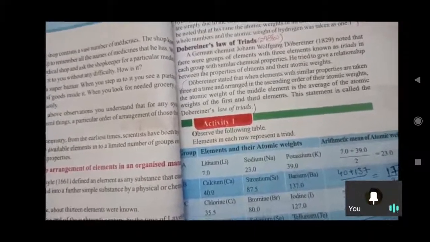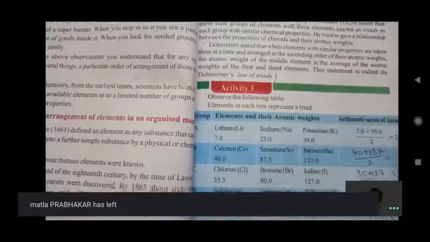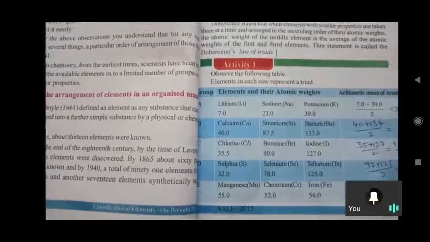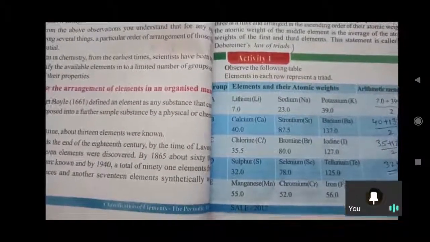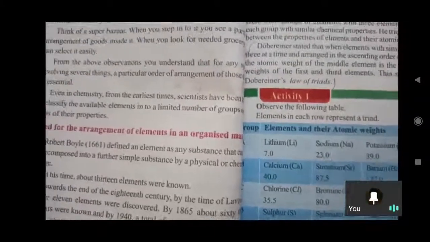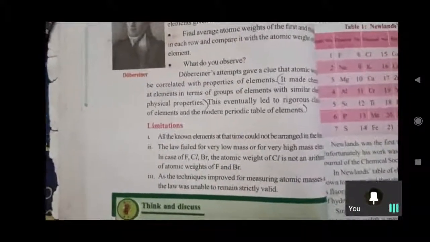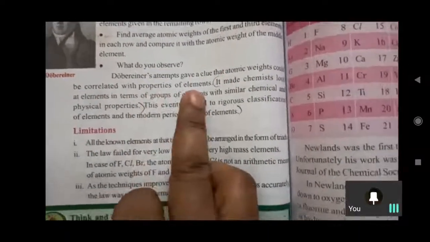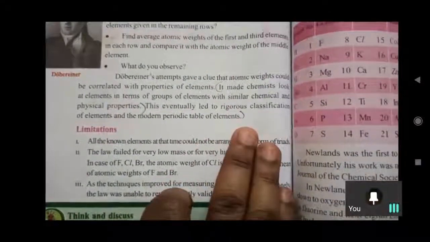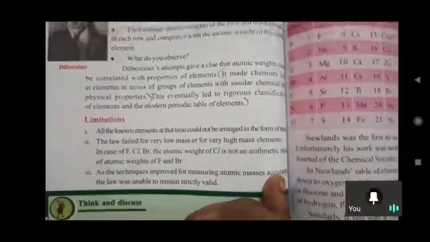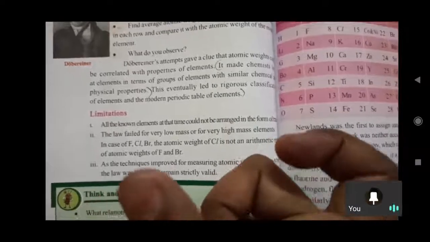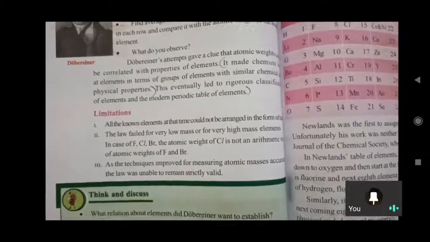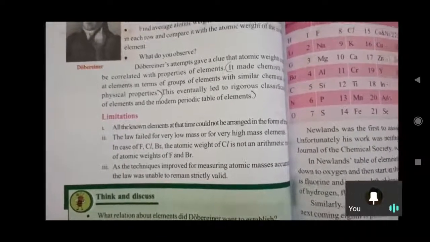But he also failed. He gave some information useful for the modern periodic table, because all the atomic weights are correlated and related to the physical and chemical properties. He based his attempt on the concept that atomic weights are correlated to the properties of the elements, so that concept was useful for the modern periodic table. Grouping elements with similar chemical and physical properties became useful for the modern periodic table. So the grouping of properties, chemical and physical, is needed.